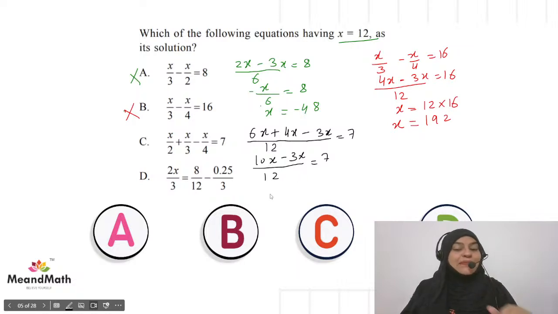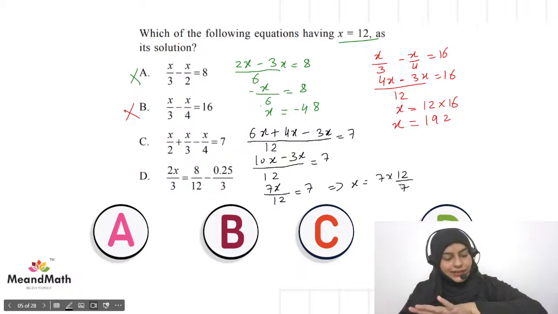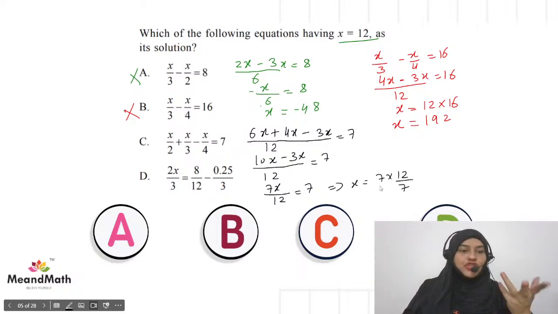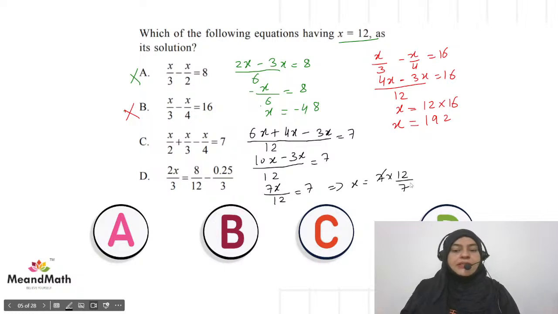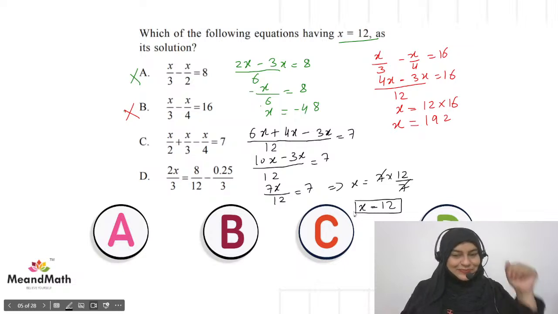Now 10x minus 3x, it will be 7x divided by 12, which is equal to 7, right? Now x is multiplied with 7 and divided by 12. So x will be 7 times, multiplied by 12 and divided by 7 on the other side. When we are taking them on the other side, inverse operation. 7 will be cancelled with 7 and x comes out to be 12. Wow, we got the answer. x is equal to 12.